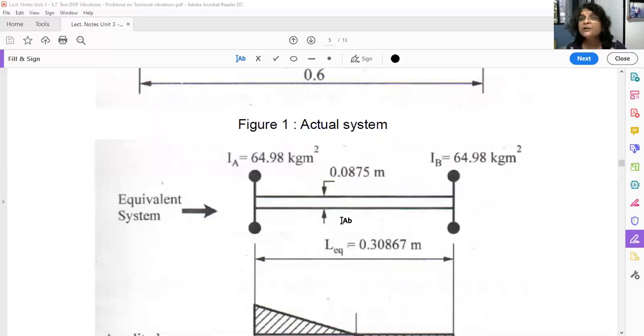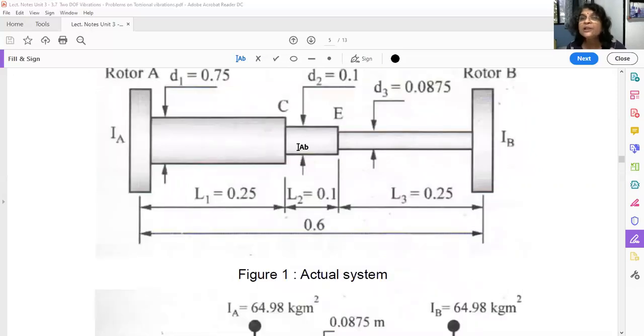We want to know whether the node point is actually lying in this region AC, or this section CE, or this section EB. For that purpose there are two methods. The second method is somewhat difficult, and you may not understand the concept of that one, that's why I'm following the first method. So what is that method? Now, if you consider D1 as the equivalent diameter, you are getting so high an equivalent length, which is greater than 0.6. Now what do you do?